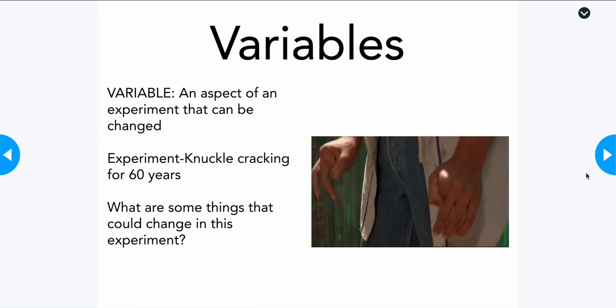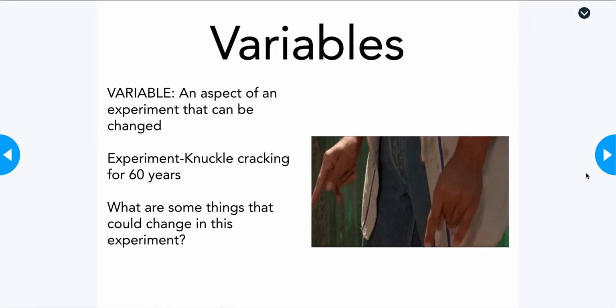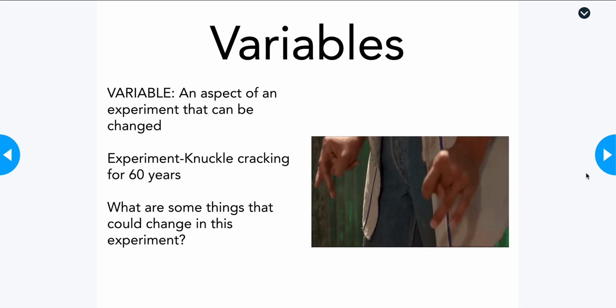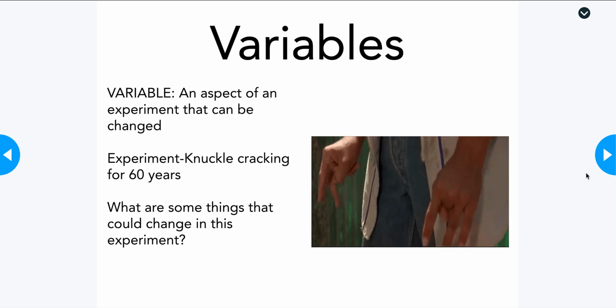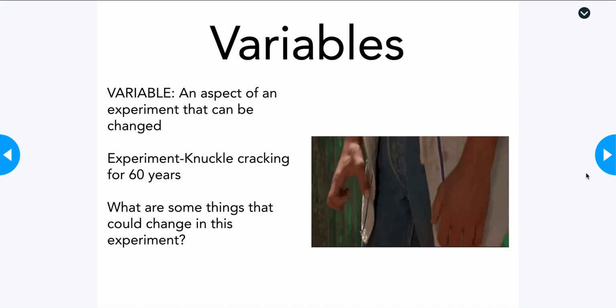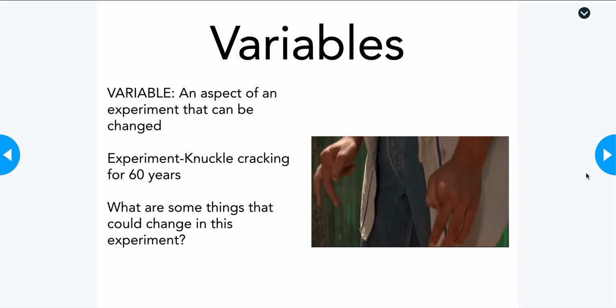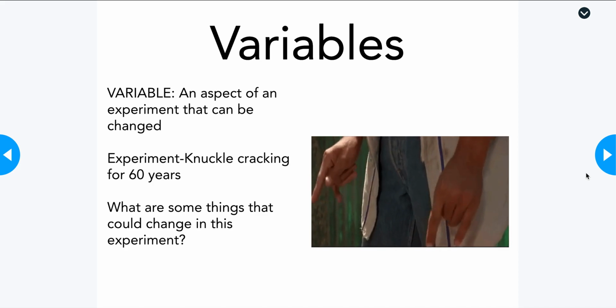All right, next up, variables. A variable is an aspect of an experiment that can be changed. This is anything that can be changed potentially in an experiment. So let's think about our knuckle cracking experiment for 60 years from this previous video. So what are some things that could change in this experiment?